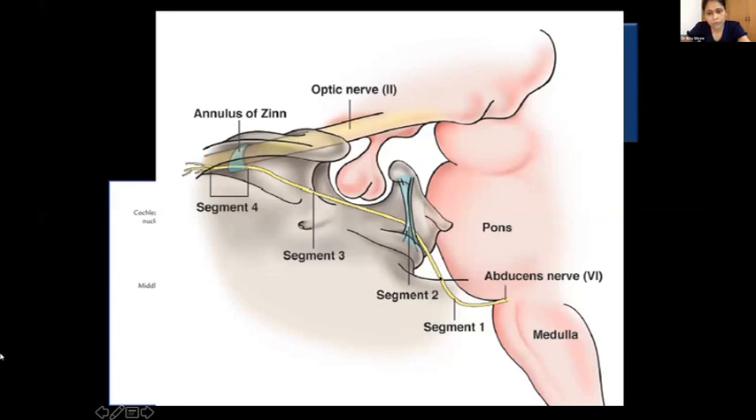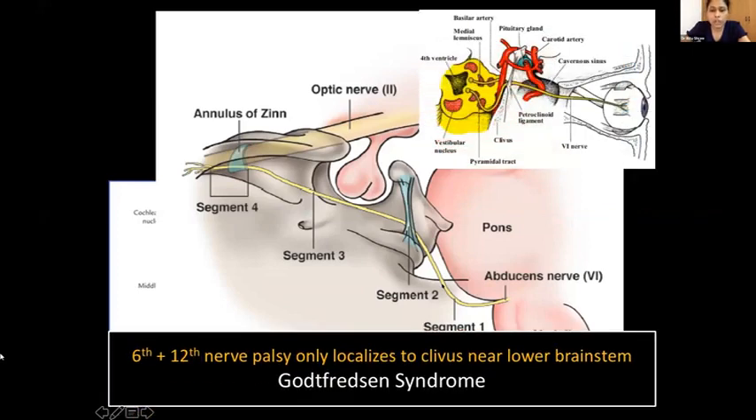Also, the second point to note here is that the nerve lies in contact with the 12th nerve here. So if the patient has involvement of the 6th and 12th, the only localization which is possible is a lesion affecting the region near the clivus, and usually a nasopharyngeal carcinoma or any other infiltrative process presents because of a lesion here.